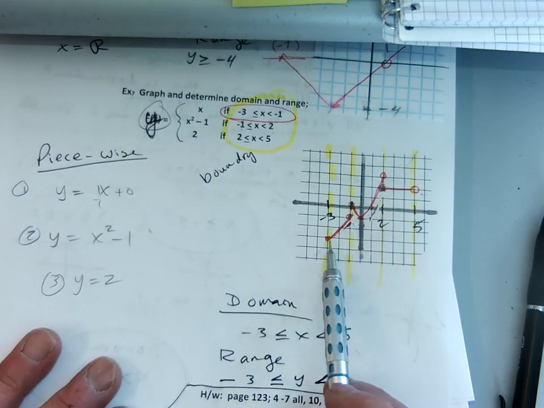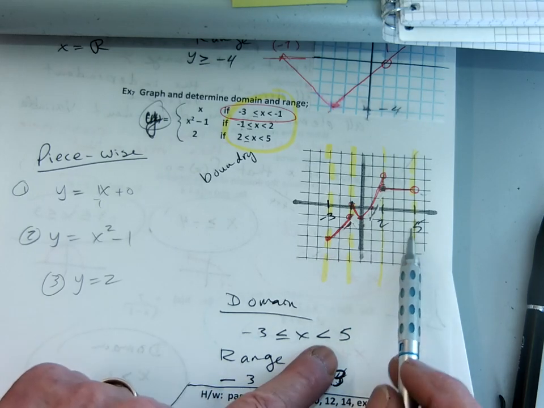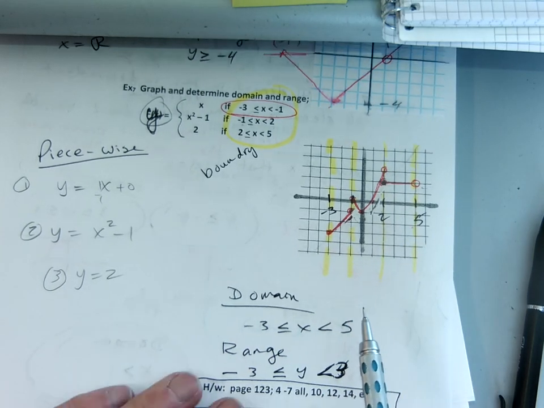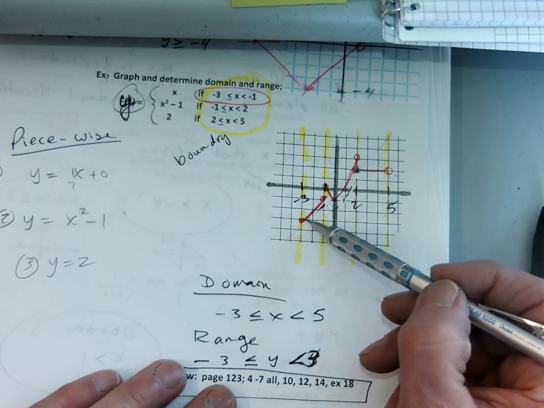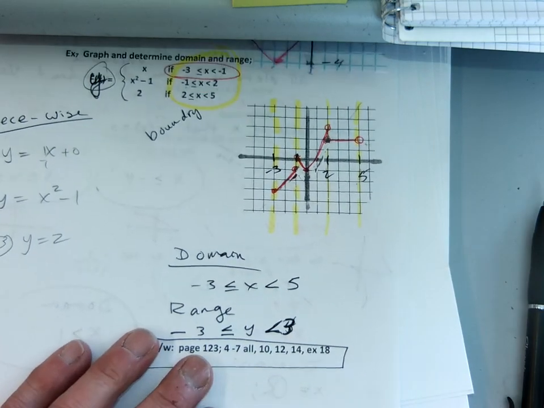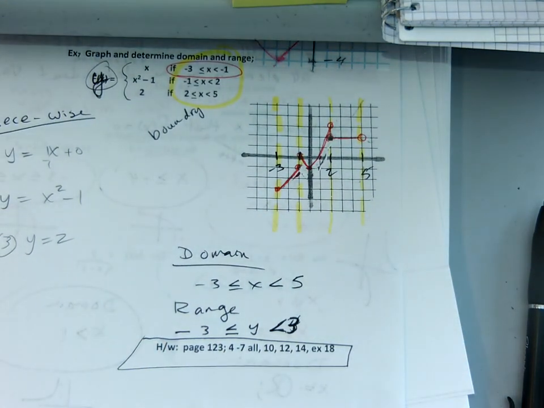The domain, then, is from -3 to 5, not including 5. The range is from a height of -3 up to 3, but not including 3. And there is the homework, and that's all I have for you, and we'll talk about this more tomorrow.